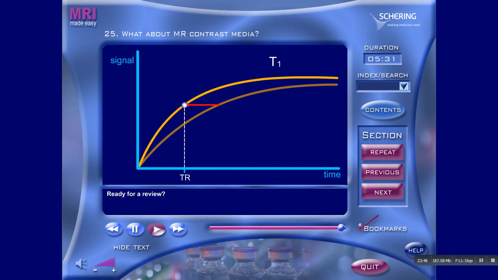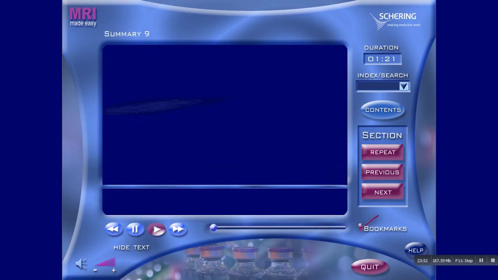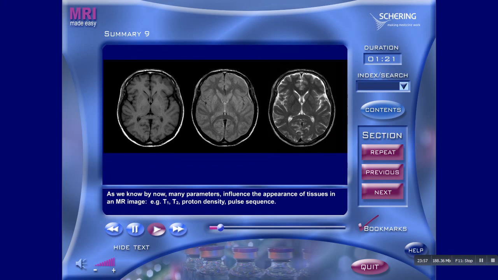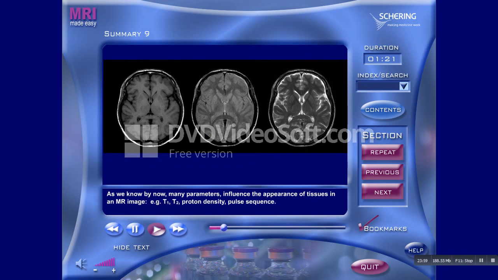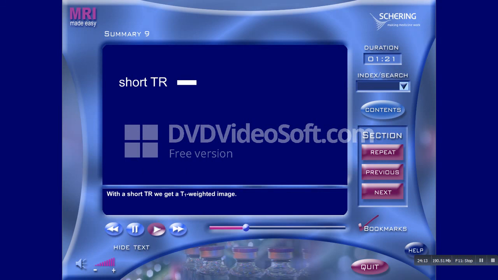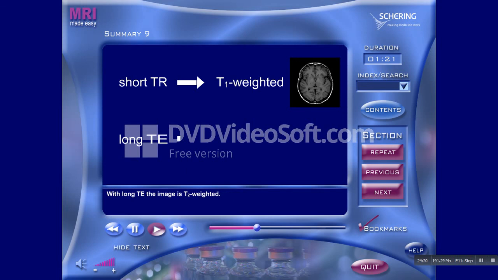Ready for a review? As we know by now, many parameters influence the appearance of tissues in an MR image. For example, T1, T2, proton density, pulse sequence. With a short TR, we get a T1 weighted image. With long TE, the image is T2 weighted.